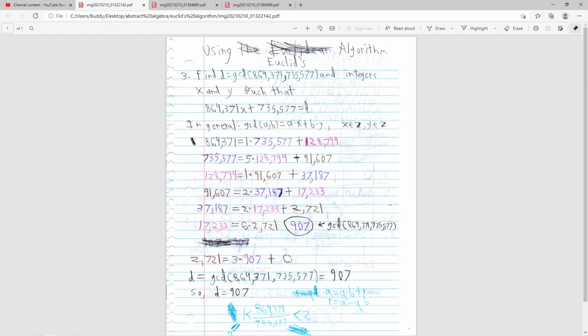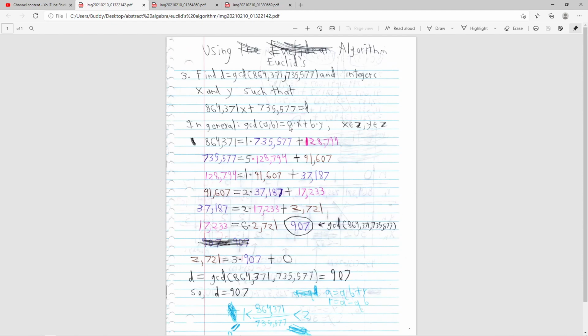Find D equals the GCD of 864,371 and 735,577. Find the GCD of that, and then you also find integers x and y such that this equation is equal to D. This fits the equation, and D is the GCD, of course. So two parts. The first part is just finding it using Euclid's algorithm.